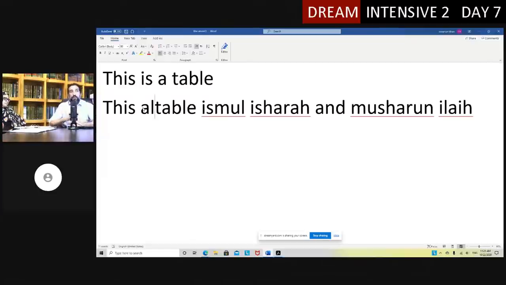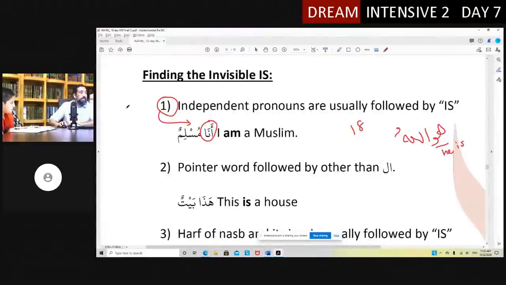When you see a pointer and right after that there's no al, you can immediately put an is there. Some of you students have questions about ذلك الكتاب لا ريب فيه. That'll be a discussion by itself, inshallah. It's coming. It's not the time yet. But this is a table is a sentence, right? So what does hint number two say? The pointer, meaning ismul ishara, followed by anything other than a musharun ilay.